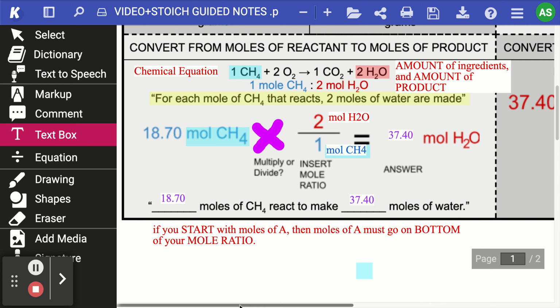In the next video, we're going to learn our last step, which is how to go from moles of water to grams of water.